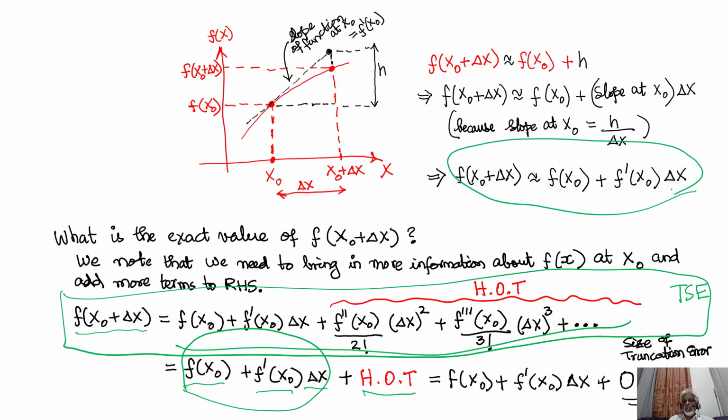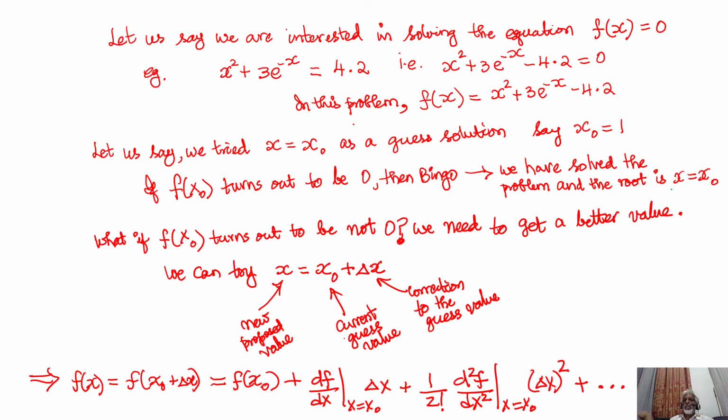So with this background, let us move a little bit forward. Let's say we are interested in solving this equation. The general form of the equation is f of x is equal to 0. And to take a very specific example, we will take this particular problem where f of x is x squared plus 3e to the power of minus x minus 4.2, because the right hand side should be 0. So we bring the 4.2 to this side, which will become minus 4.2. So f of x is x squared plus 3e to the power of minus x minus 4.2.